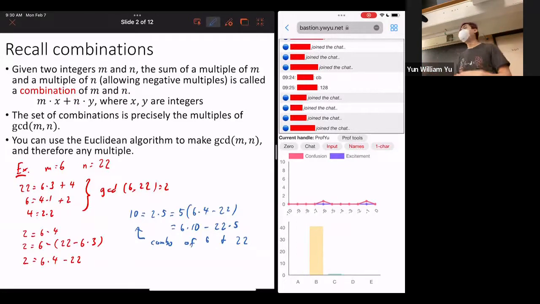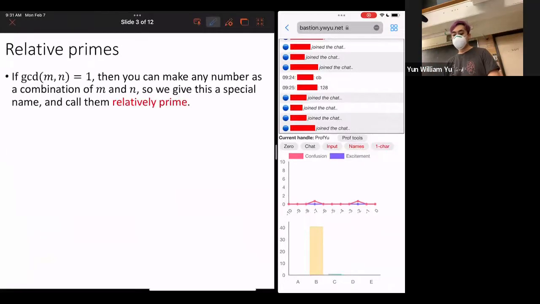Everything, yeah. So if the greatest common divisor is equal to 1, then you can make everything out of combinations. And that's actually super powerful, because that allows us to say, if you have measuring cups, we can measure any number of cups or any number of tablespoons or teaspoons or whatever the conversions are. I can never keep them straight in my head. Anyway, this allows us to make any number that we want if the greatest common divisor is equal to 1. And so we give this a special name.